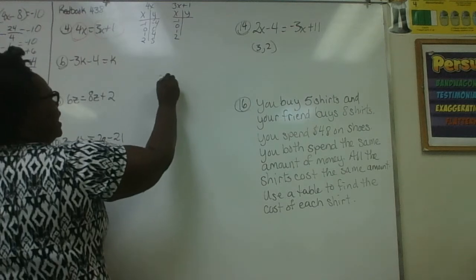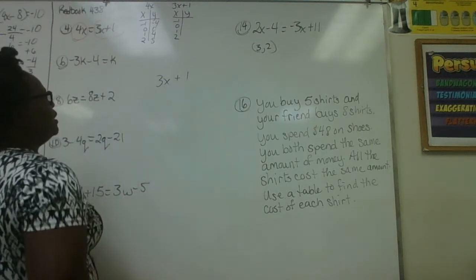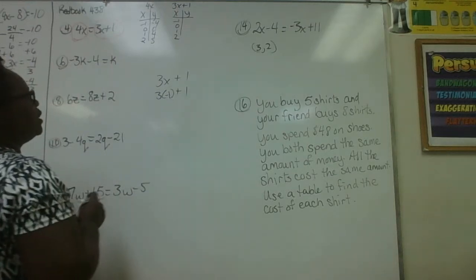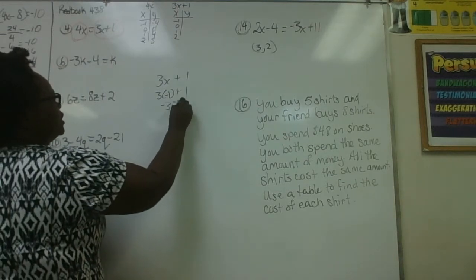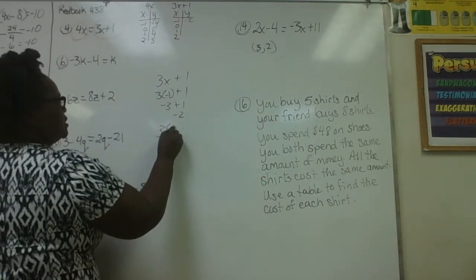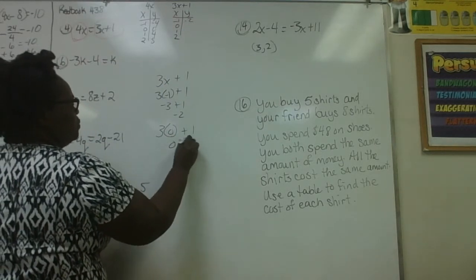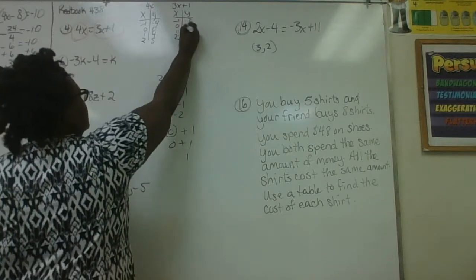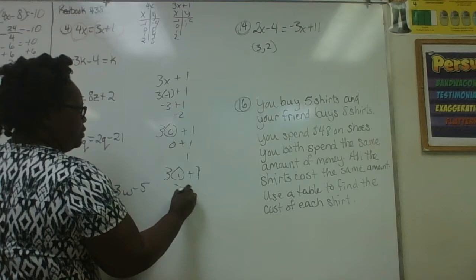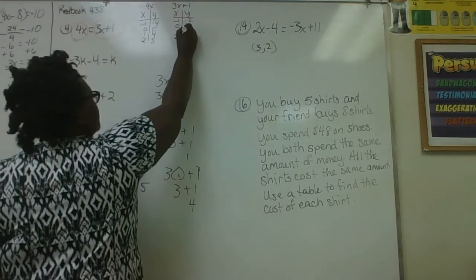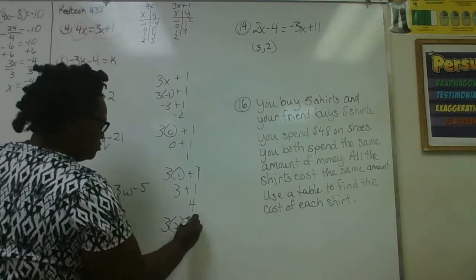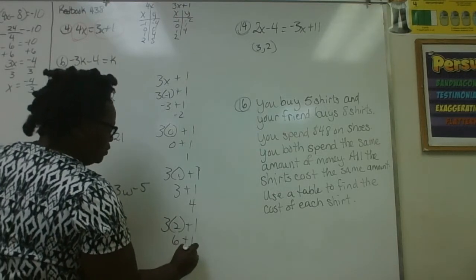If we have 3x plus 1, if our x is negative 1, then we have negative 3 plus 1, which gives us a negative 2. If our x is 0, then this is 0 plus 1, so we have a 1. If our x is 1, this would be 3 plus 1, which gives us a 4. And if our x is 2, this would be 6 plus 1, which would give us a 7.